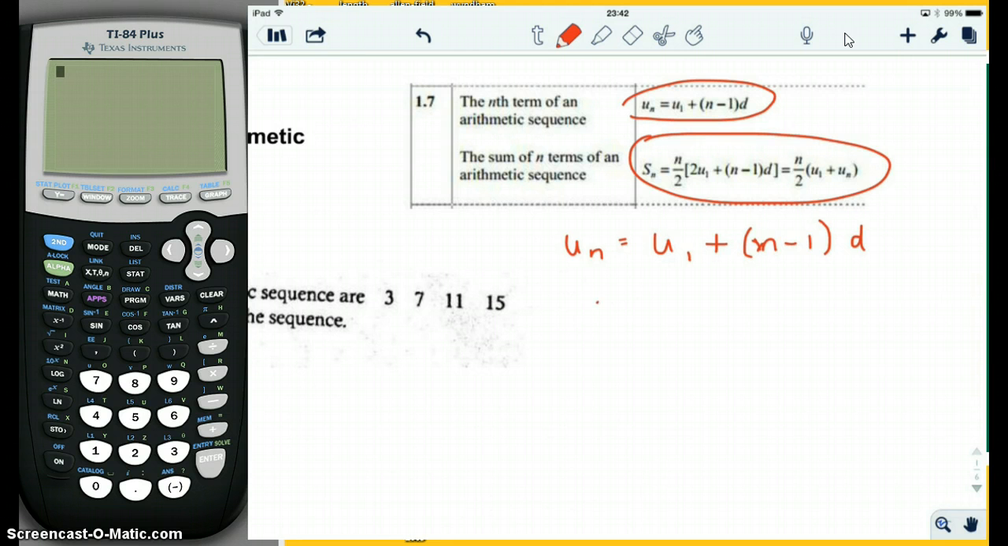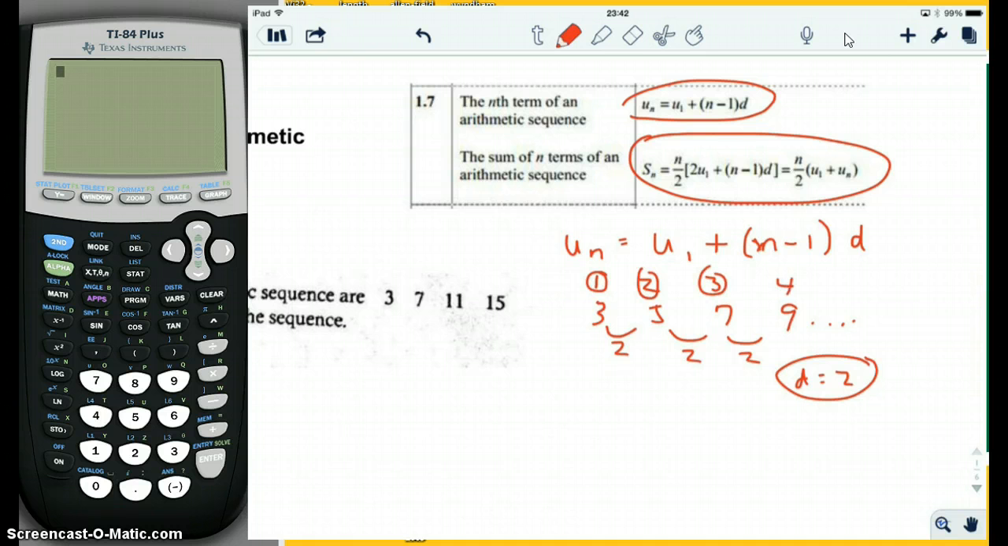So if you have like the series 3, 5, 7, 9, then in between these there's a 2, in between these there's a 2, in between these there's a 2. So d is equal to 2, right? The nth term. So this would be the first term, this would be the second term, this would be the third term, this would be the fourth term. So n would be 1, 2, 3, 4.